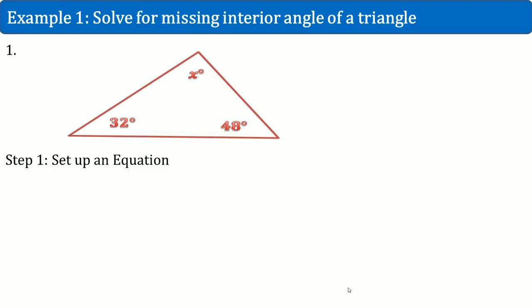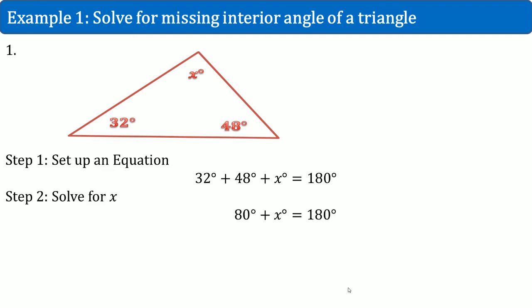So let's look at an example to solve for the interior angles of a triangle. First one, set up the equation. We know that the three angles inside the triangle have to add up to 180 degrees. So 32 degrees plus 48 degrees plus x is equal to 180 degrees. Now we can solve for x. 32 plus 48 becomes 80. So what we're going to do is subtract 80 from both sides. Those cancel out, then you get x is equal to 100 degrees. This makes sense because if we plug 100 back in for x, the total of the interior angles would be 180 degrees.